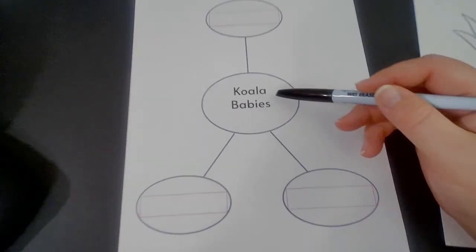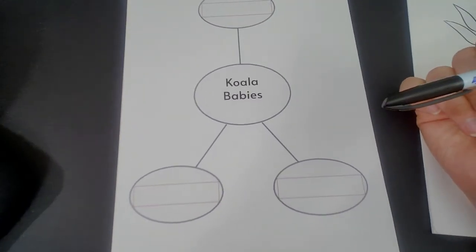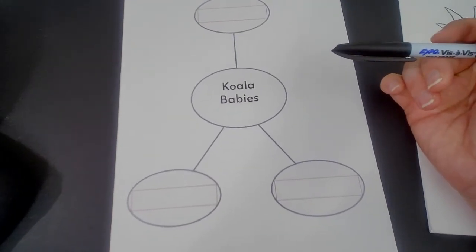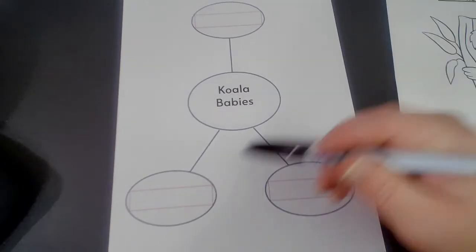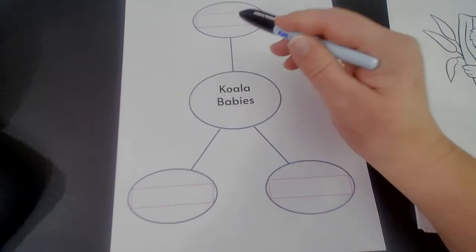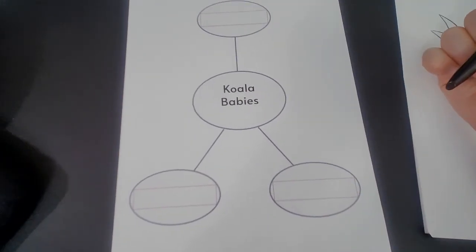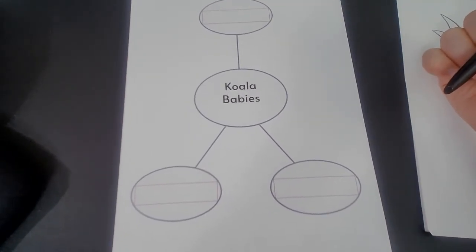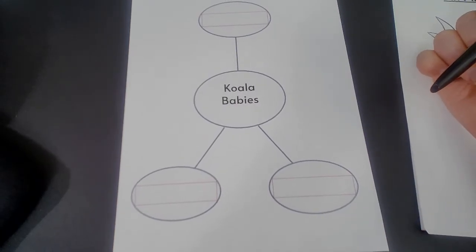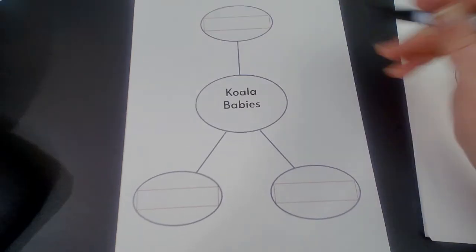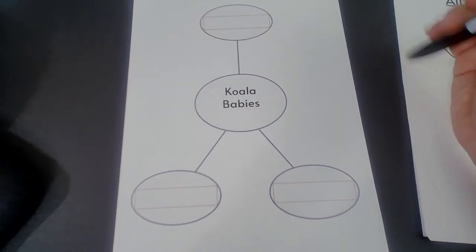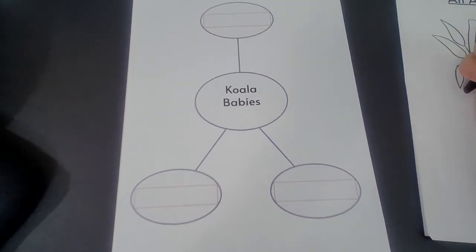So this one says koala babies or koala offspring. Remember, babies and offspring are kind of the same thing. So we have to think of 3 things that we learn about koala offspring. Go ahead and pause the video. I want you to think of what did you learn about koala offspring?